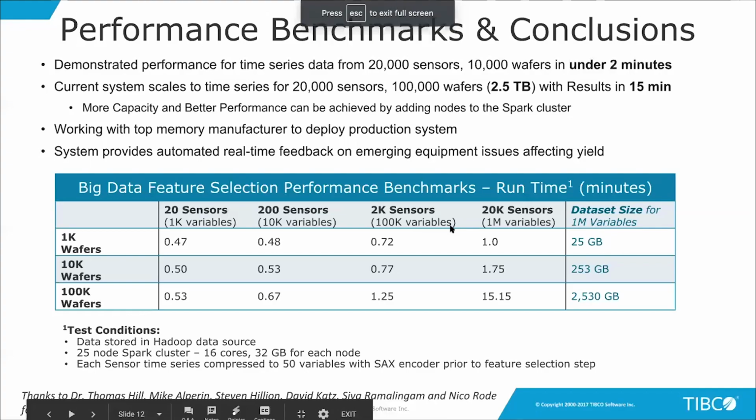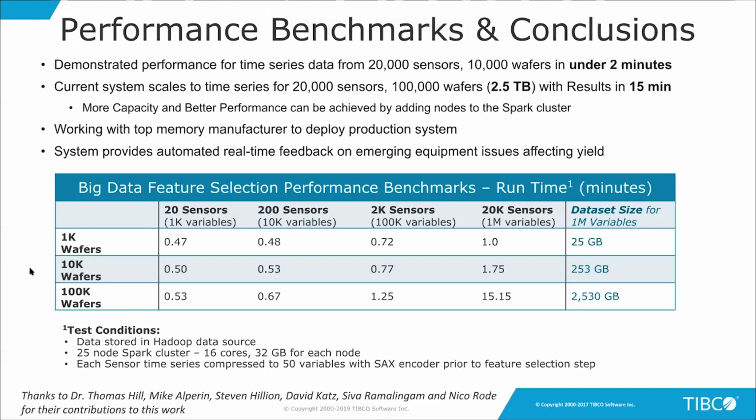So we've done some performance benchmarks, on a relatively typical data set where you have, say, maybe 1,000 wafers going through and maybe 20,000 sensors, which, once we've done the SAX encoding, is essentially 1 million variables because there are 50 time points per sensor. We can do this processing in about a minute.